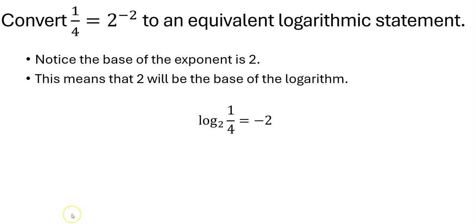Let's look at one more. Convert 1/4 equals 2 to the negative 2 to an equivalent logarithmic statement. Well, again, the base of the exponent is 2. So we know the base of the logarithm will be 2. Therefore, we flip the numbers. So log of 1/4 base 2 equals negative 2. Just switch the 1/4 and the negative 2 to the opposite sides.